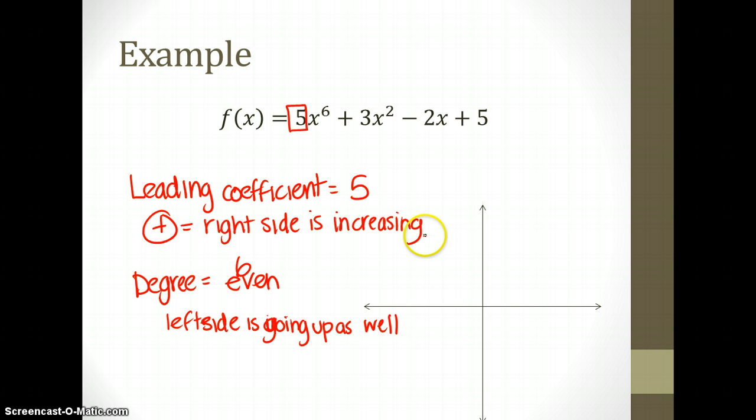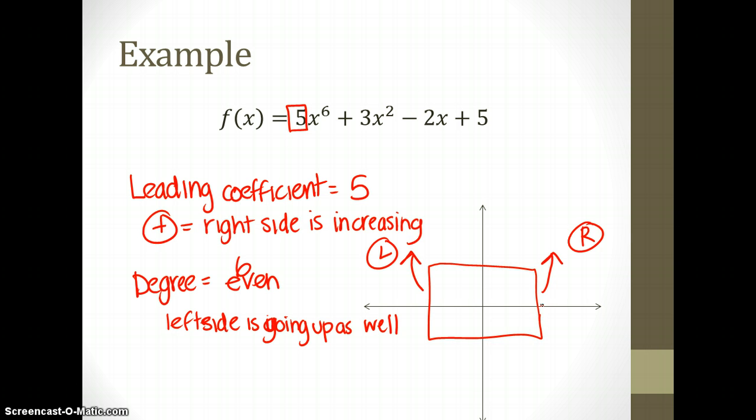So we may not know what's going on in the middle of this function, but for now, we've at least established that on the left side it's going up and on the right side it's going up. The maximum number of turns, things like that, will help us fill in the middle part here. We'll put this in the box. This is the part we need to talk about next, and what we'll talk about on Wednesday.